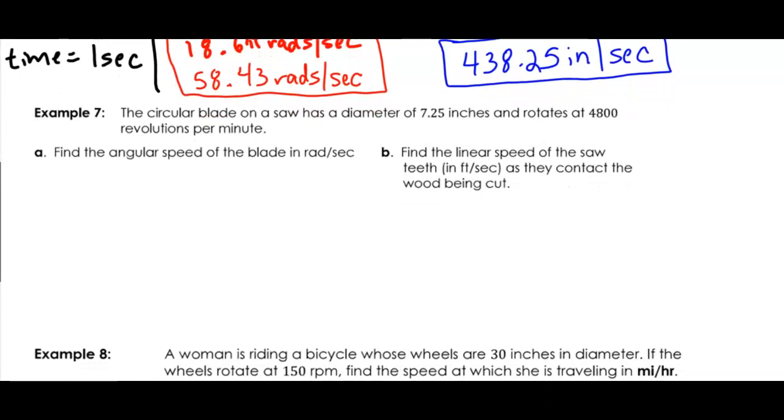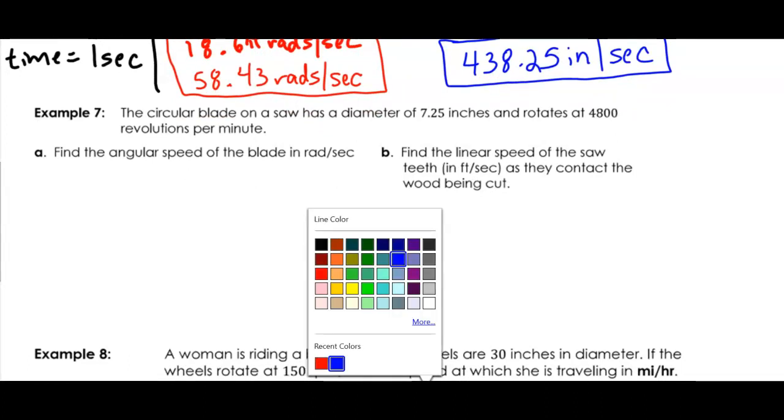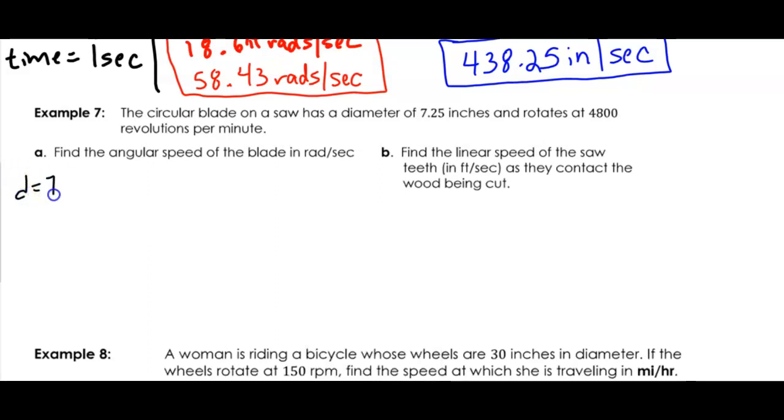All right, so the circular blade on a saw has a diameter of 7.25. Again, it's good to make a list of information. So I know we have our diameter, 7.25 inches. Rotates, so those are my revolutions, 4,800 revolutions per minute. So then my time is in minutes, so 1 minute.